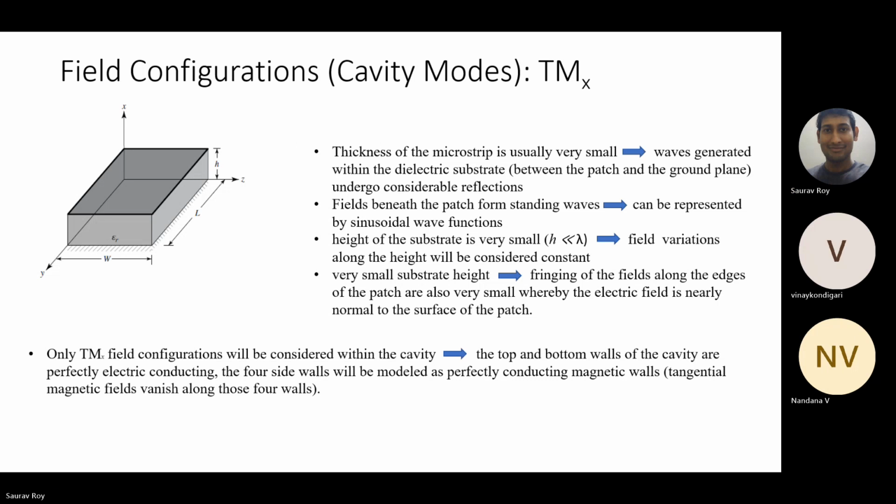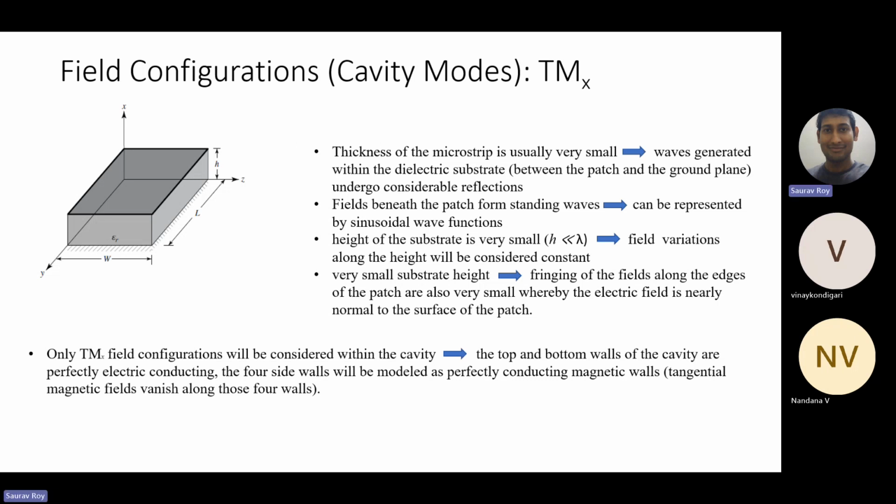So what it says: the picture shows, as usual, the cavity where the top layer is the patch, the bottom layer is the ground plane, and in between is the substrate. It shows the thickness of the microstrip is usually very small. Yes, that is right. Obviously, the substrate height is very small, and the wave generated within the dielectric substrate between the patch and the ground plane undergoes considerable reflection.